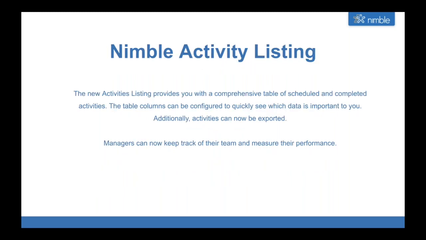Recently, we also came up with a new feature that's called activity listing. Under activity listing in Nimble, you'll be able to see a comprehensive table of scheduled and completed activities. You can configure all the columns in there, and it's a really useful feature for individuals because you can pull up a list of all your activities, all your calls, all your meetings, and make sure that you're going through them and get done with everything at the end of the day or at the end of the week. It really depends on the view that you set up for yourself.